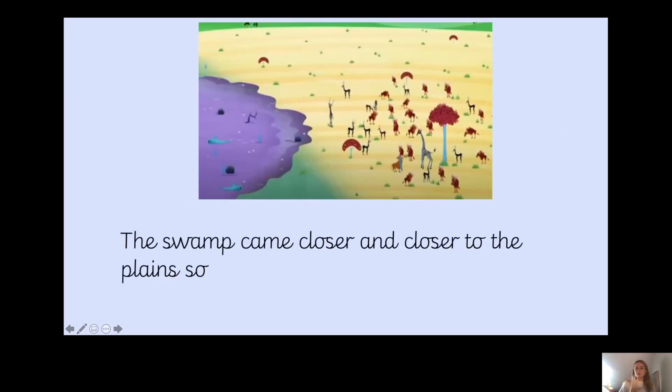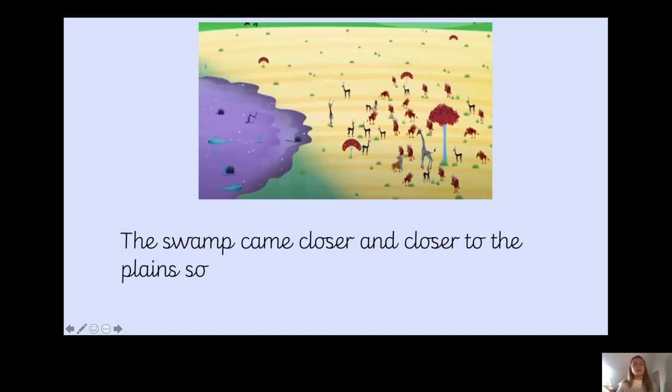So here I've got a picture from the video. Now this shows when Buffalo goes to the plains, and actually the swamp almost follows him, doesn't it? So therefore I've got here, the swamp came closer and closer to the plains. So, okay, now what we know is that when we use the conjunction so, we show the result, don't we? So what was the result of the swamp coming closer and closer to the plains?